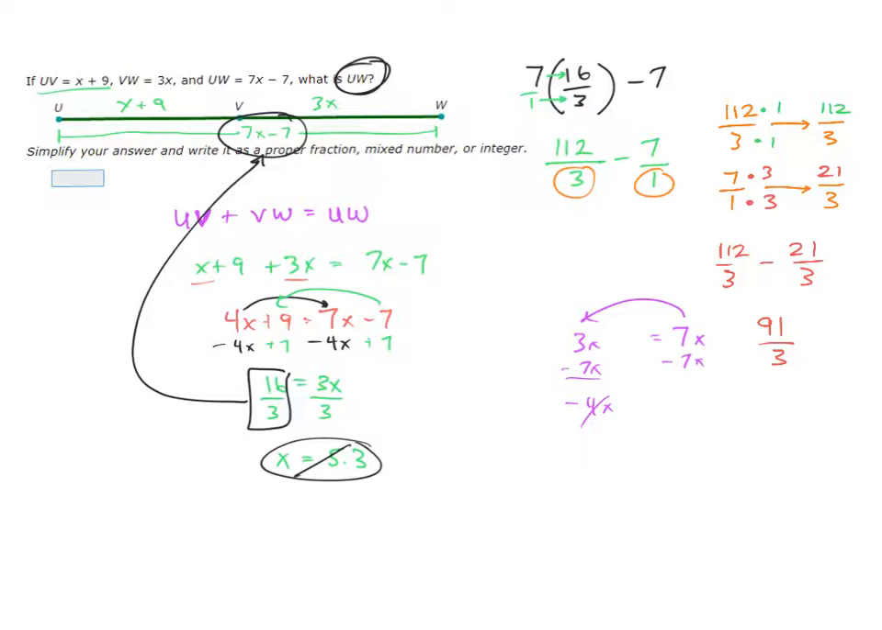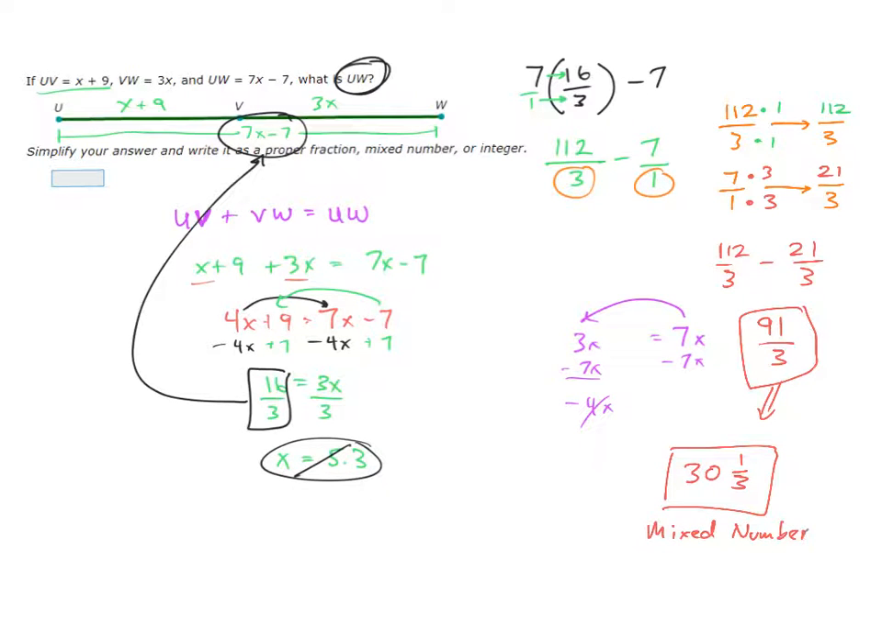So you could put this, they want a proper fraction, so you could put this, or you could do 91 divided by 3, get 30, and then 30 and 1/3. This would be what we would call a mixed number here. Here's your mixed number.